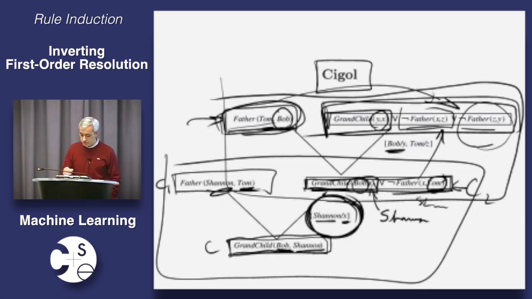Again, if you turn this into implication form, it says that if father xz and father zy, then grandchild yx. Bingo. Victory. Okay? And of course, the beauty of computers is that they will do this thing for you millions of times in seconds without complaining.